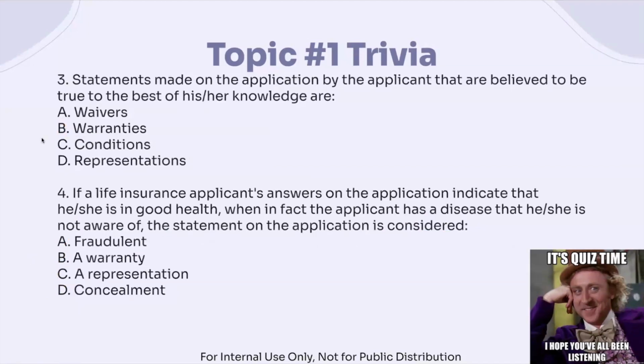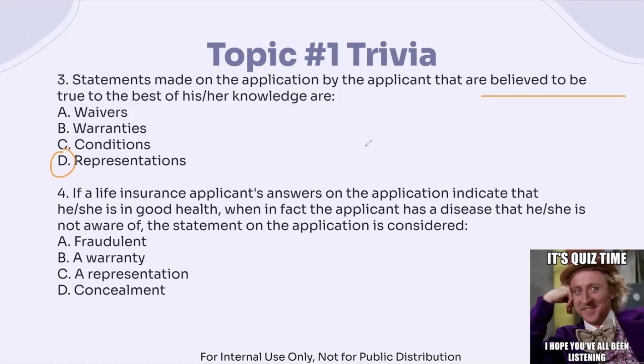All right. Number three, statements made on the application by the applicant are believed to be true to the best of his or her knowledge are, right? So take a look at 3 and 4, and then we'll go over them shortly. Okay, so for number 3, these are statements that are believed to be true to the best of his or her knowledge, so that's a representation. Are they guaranteed to be true? No, but they're believed to be true to his or her best extent.